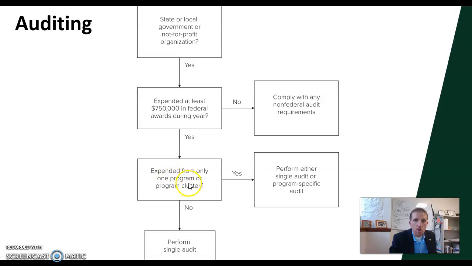If it was from only one program or a program cluster, perform either a single audit or a program specific audit. And if it wasn't from only one program or a program cluster, then we would perform the single audit. So that's some of the decision tree that we have to navigate when we're talking about the single audit.